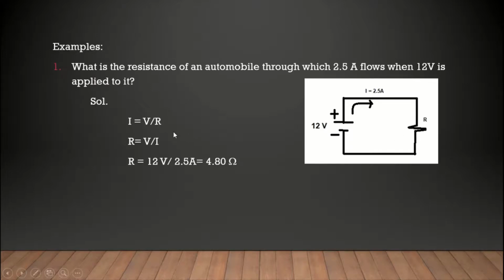This is the symbol of resistance in a circuit. So let's use the formula of Ohm's law. I is equal to V over R. Since we are to solve for the resistance, we have to derive this formula. So R is equal to voltage divided by I. So R is equal to 12, given voltage is 12 volts, divided by the electric current, 2.5 ampere. So the answer here is 4.80 ohms. In its units, instead of using the word ohms, you can just write the symbol omega. So that's ohms. Okay?